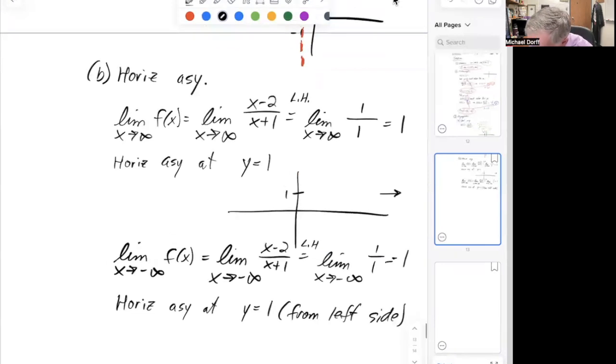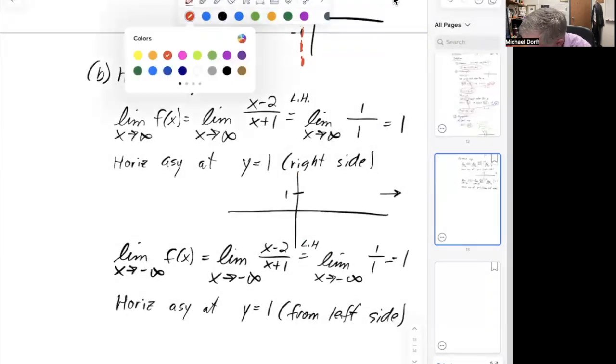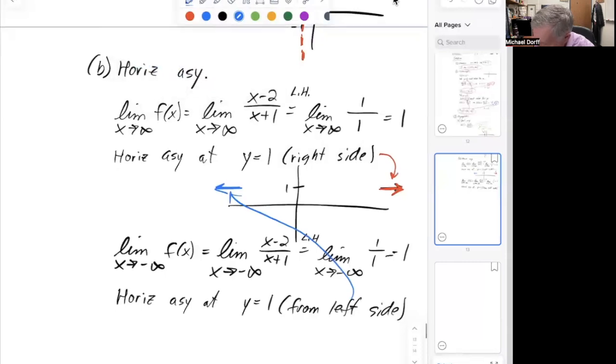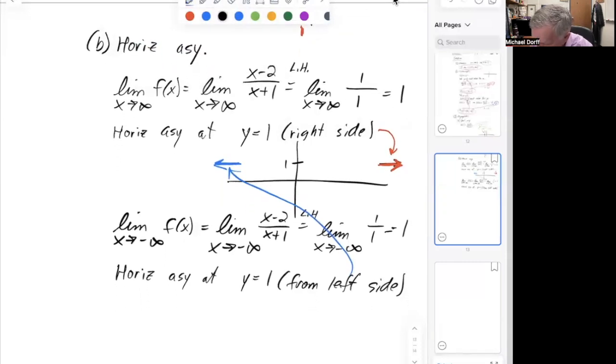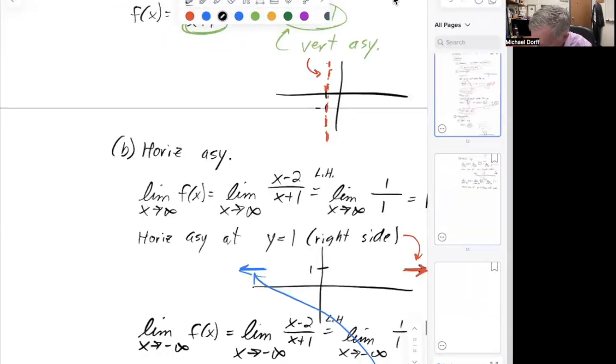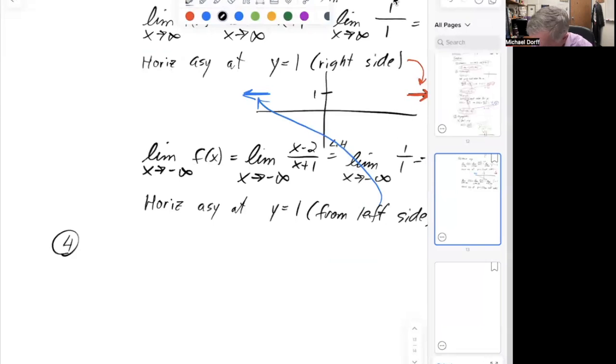So in my graph, let me just re-emphasize this. The first one we did was from the right side, and maybe I will draw that in red. Okay, and then that's this one. And in blue, we have that also happening over here, but that one's coming from the left side there. Okay, so those are my horizontal asymptotes. That was number 3. So number 4, we're going to look at where it's increasing and decreasing.